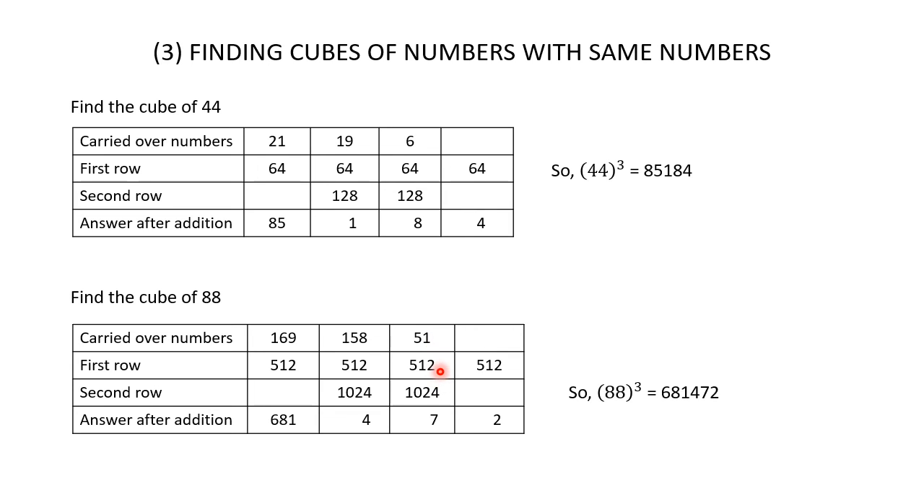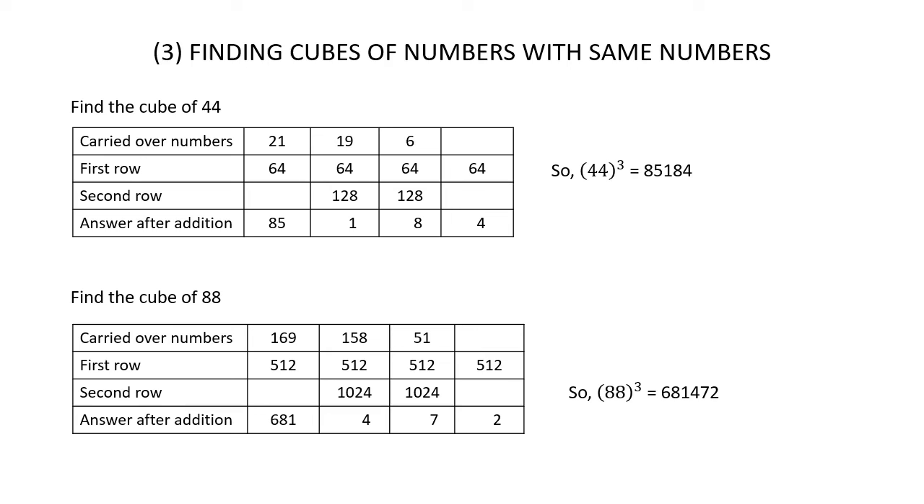51 plus 512 plus 1024 is 1587. Write only 7 in the answer and carry over 158 to the next column. 158 plus 512 plus 1024 is 1694. Write only 4 in the answer and carry over 169 to the next column. 169 plus 512 is 681. Write 681 as it is.